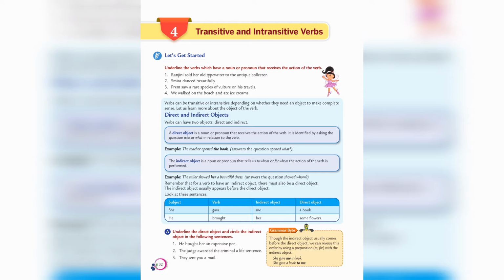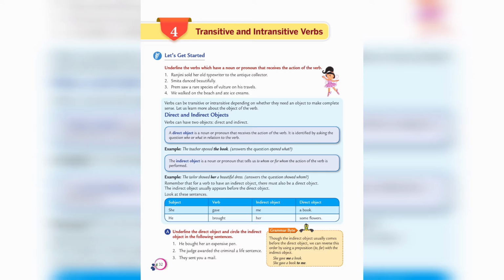Look at these sentences. Subject, verb, indirect object, direct object. She gave me a book. He brought her some flowers.